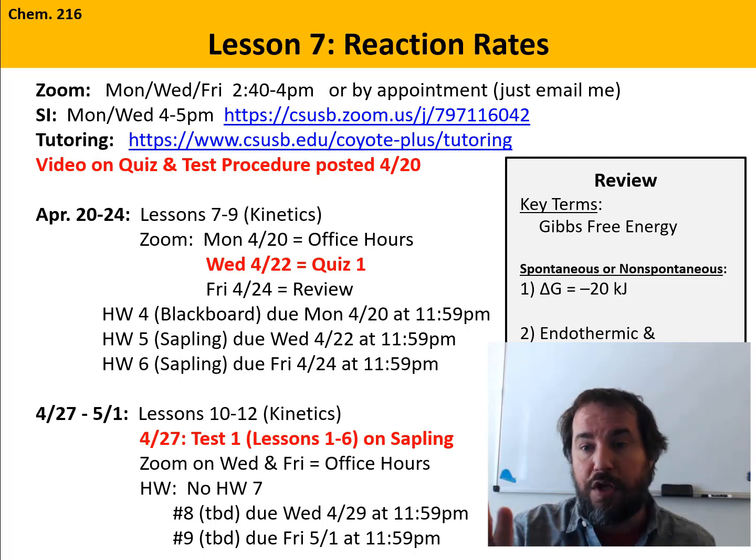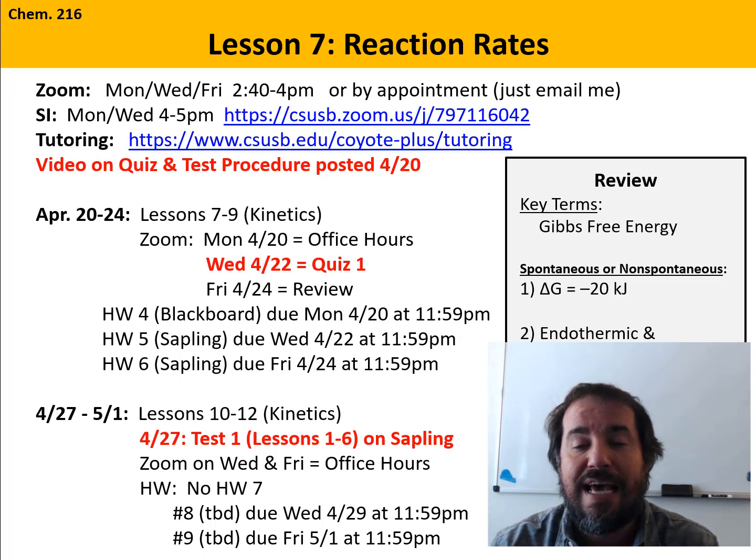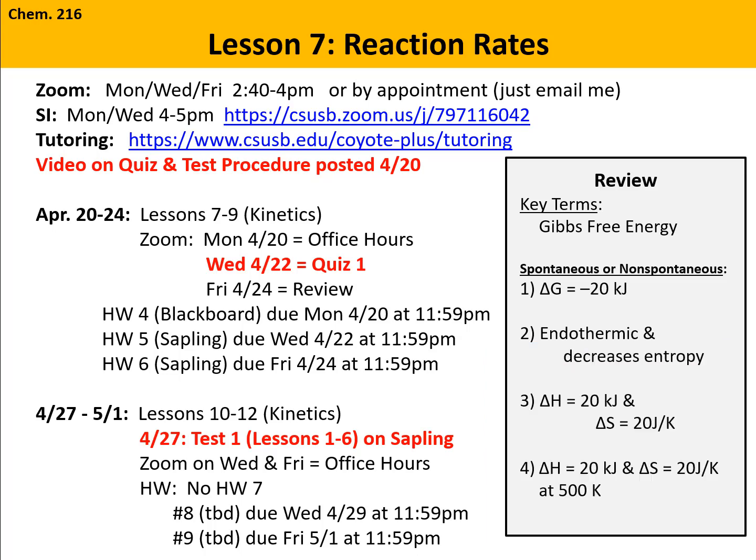All right, so we have a little bit of a review. This is from lesson number 6. This is stuff that will be on test number 1. First we ask about Gibbs free energy. Remember, Gibbs free energy tells us if something is spontaneous or non-spontaneous. If I have a delta G that's negative, that means it's spontaneous. A delta G that's positive means it's non-spontaneous. And remember, spontaneous means it will occur at those conditions. Non-spontaneous means it won't.